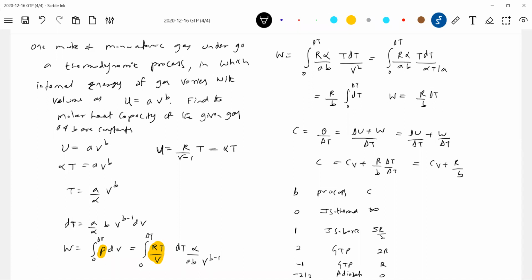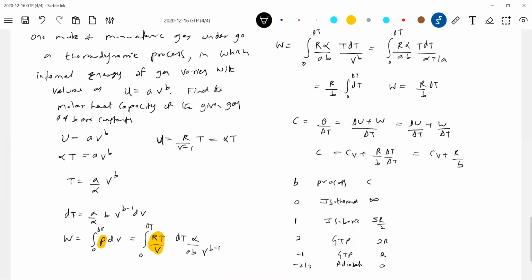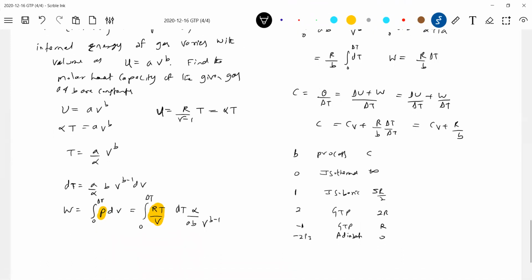Can we make it negative? Any value? Let me introduce that also. Anybody suggest any negative value? -1/2. How much will you get? Okay, this one. The molar capacity is also negative, minus R by 2.